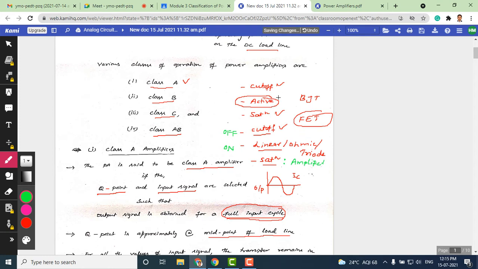In case of BJT, the active region is used as an amplifier. Cutoff is used as an off switch. Saturation is used as an on switch. Now look at the case of FET. The cutoff region is used as an off switch, but here we have introduced a new name: linear region, ohmic region, triode region. That is used as an on switch. And the saturation region is preferred for amplifier applications.